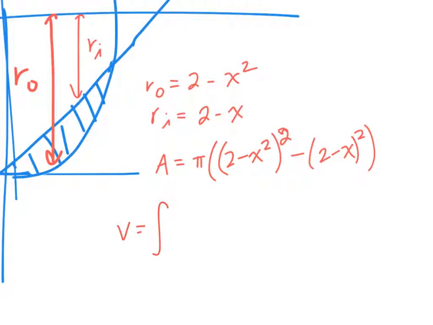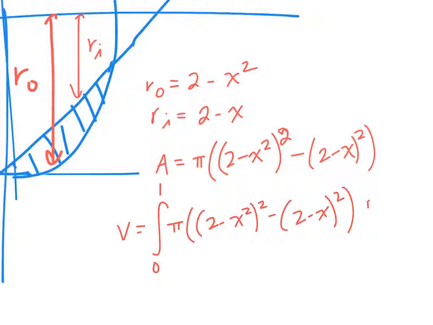Volume. We are integrating from where to where? This is a little tricky. From where to where? 0 to 4? Between wherever the area is, right? So between 0 to what? 4? Why 4? 1. 0 to 1. Okay, so go ahead and figure out the answer.